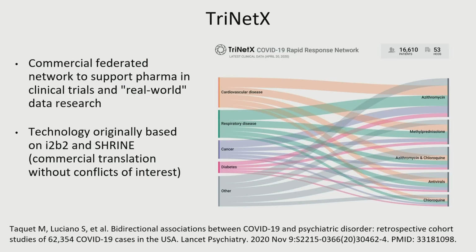There's a commercial network called TriNetX. So this is usually pharmaceutical companies subscribe to TriNetX and can similarly run aggregate count queries in real time across many different institutions to try to find sites where they can partner with clinicians or researchers to run clinical studies.